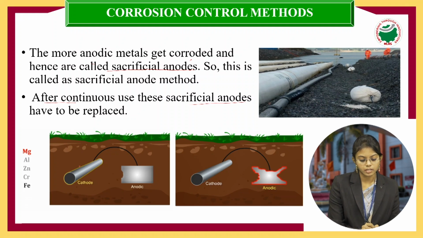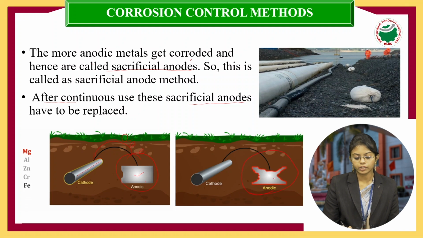So if you observe, this is your cathodic metal and this is your anodic metal. When you connect this anodic metal, or more active metal, to the cathode, the electrons will move from anode to cathode. Hence you can see how this anode is destroyed. Part of the metal is destroyed because the electrons are moving from anode to cathode. But if you observe the cathode, it is good, it is protected.